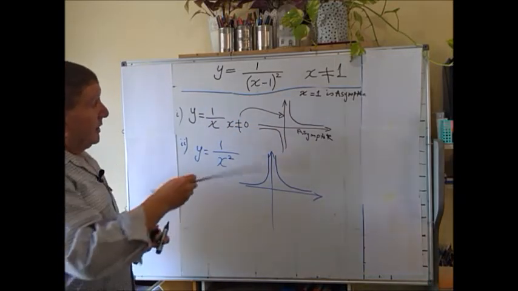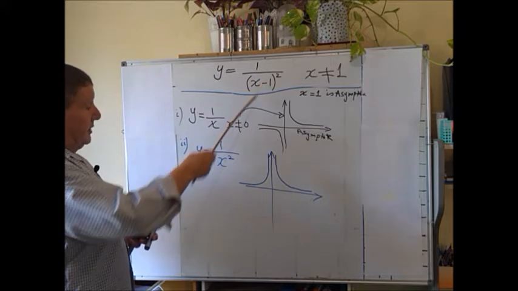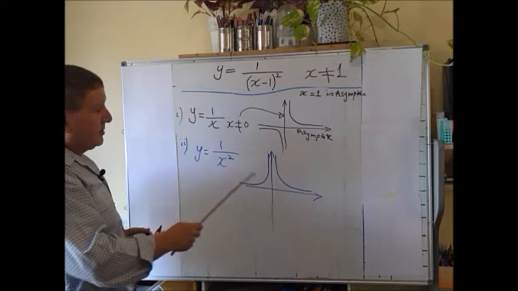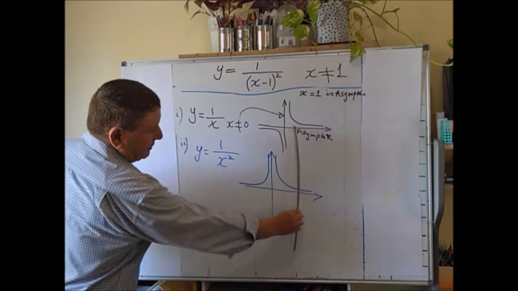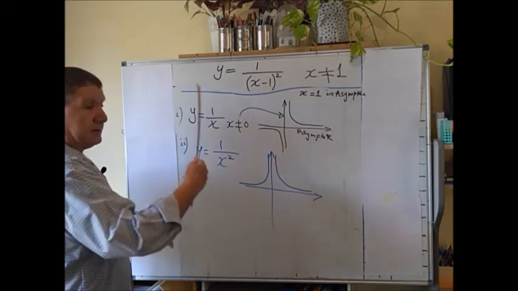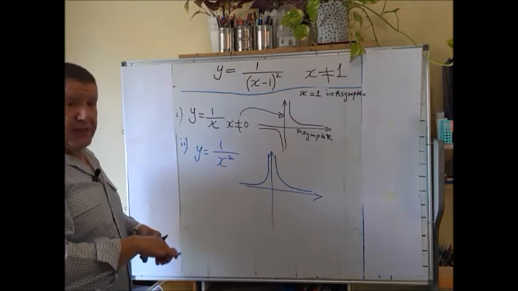So x minus 1 means the graph, by comparing to this one, will have a similar shape, but this graph moves to the right by 1 unit. That is, there is a shift to the right by 1 unit. And that's what we will see.